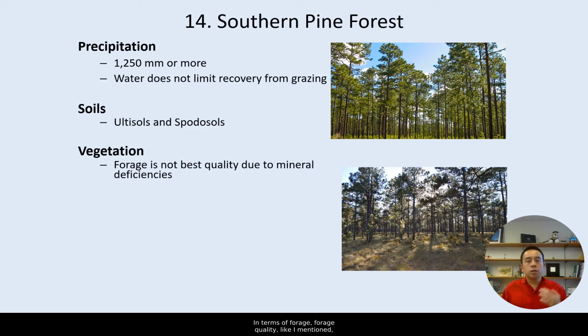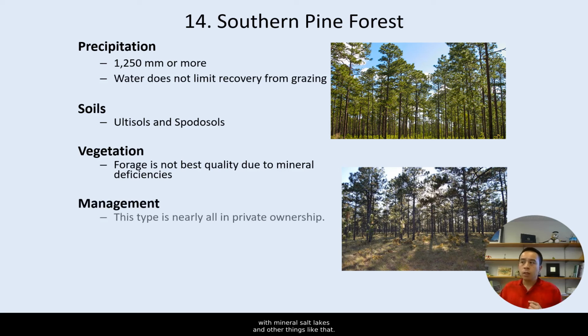In terms of forage quality, like I mentioned, because of this issue with mineral deficiencies, the forage is not always the best for livestock production because it also results in mineral deficiencies for livestock animals. And so oftentimes you'll have to supplement with mineral salt licks and other things like that. In terms of management, this is nearly all in private ownership. And so a lot of the ranching and livestock production that happens on these rangelands typically is through private landowners.